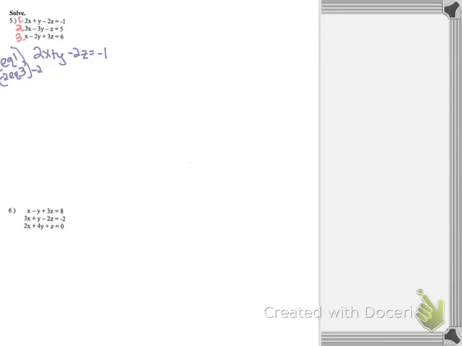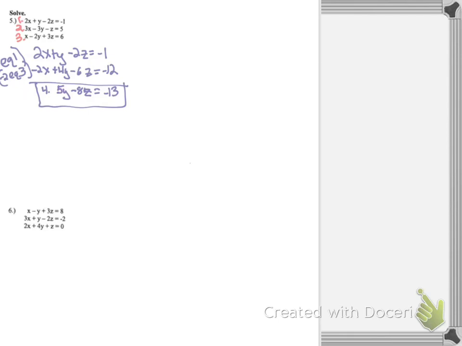And I get negative 2x plus 4y minus 6z equals negative 12. Combine like terms, we're going to get 5y minus 8z equals negative 13. And this is going to be EQ4.